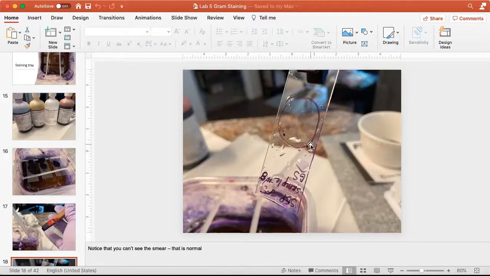In fact, if you finish rinsing at this point and you see a big purple area on here, it means your smear is too thick. You haven't spread out your cells enough.